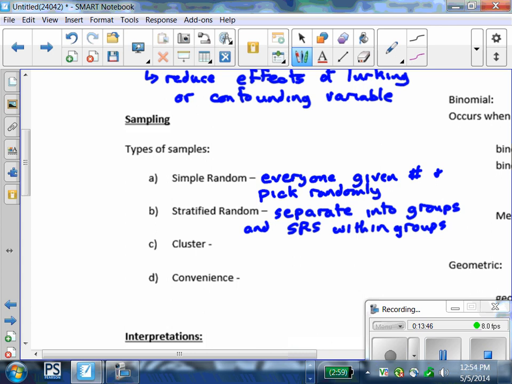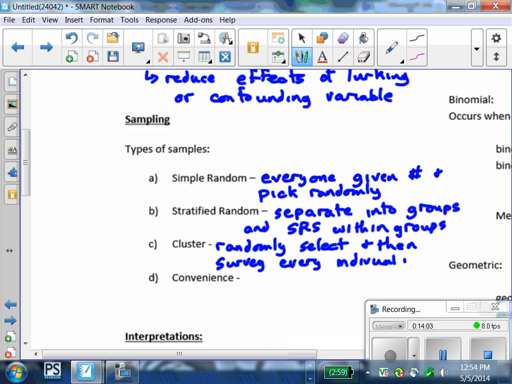A cluster sample, you randomly select a group, and then survey, study, measure every individual in the group. So this would be like, we'll go and we'll randomly select a classroom, room 204. If room 204 is randomly picked for our survey, then we have to talk to everyone in that class.